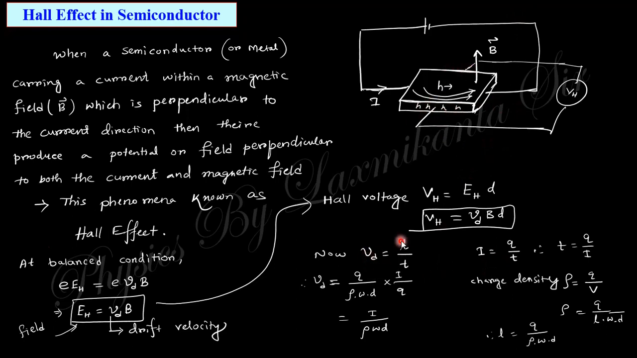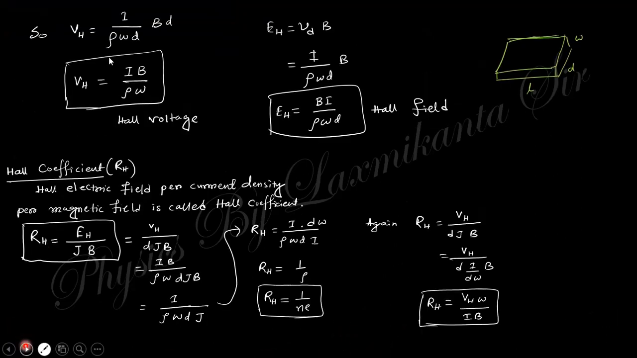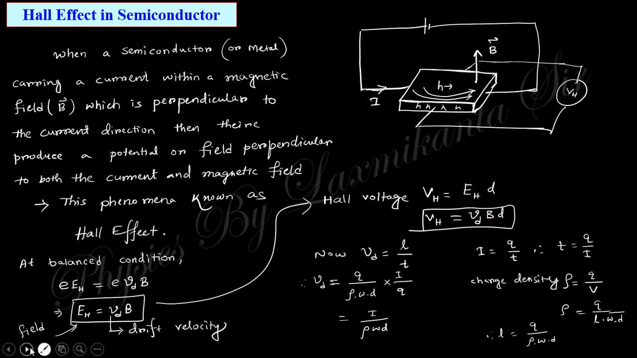Now the drift velocity is nothing but length by time, and this current equals q by t, so t equals q by I, and the charge density is q by v, so v is lwd. L, w, d are the dimensions of this sheet, so L equals q by rho wd. So put this value of L and t, and you will obtain Vd, that is the drift velocity is I by rho wd. So the Hall voltage is replaced here. Just put this value of Vd, and you will obtain this expression.